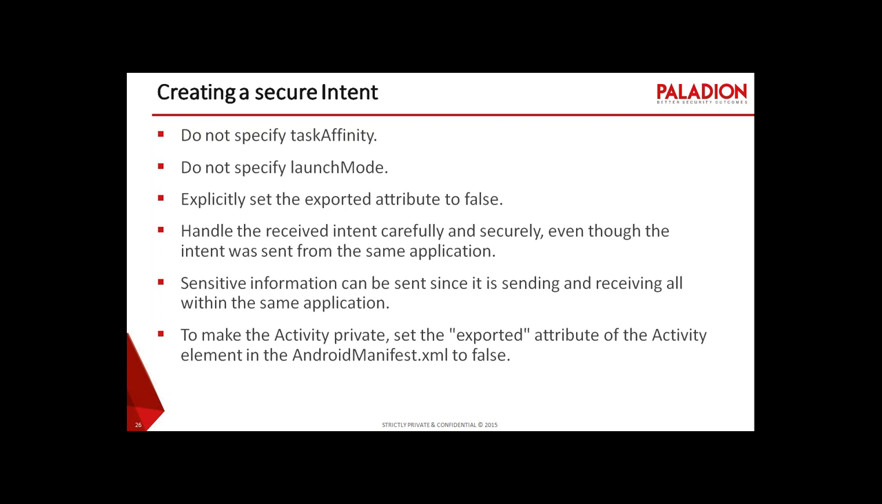Next is, explicitly set the exported attribute to false. Now we have seen that the Sieve application has content providers, URIs and everything exported, right? If you don't give any value to the exported attribute, the default value it takes is true. It again depends on framework to framework, but the default value is true. So you need to set exported to false in order to make sure those activities are not accessed by third party applications.